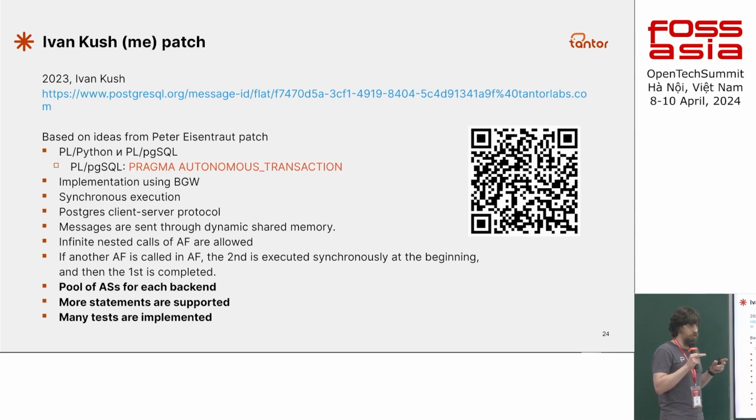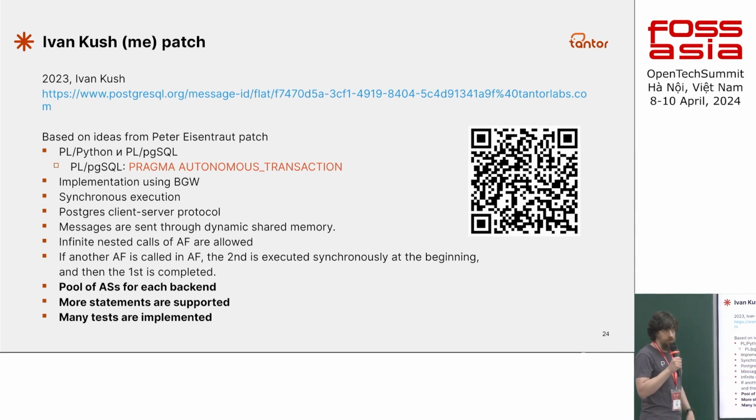It has some common internal characteristics. We don't have Python support at the current time, but we have PL/pgSQL support using pragma autonomous transaction. We implemented it using background workers with synchronous execution. For communication we use the Postgres client-server protocol. Messages are sent through dynamic shared memory. Infinite nested calls of autonomous transactions are possible.